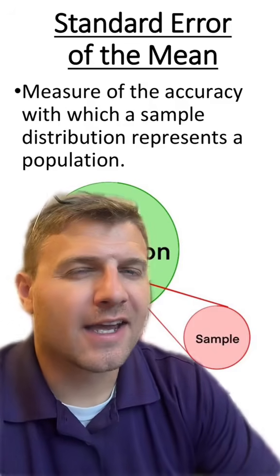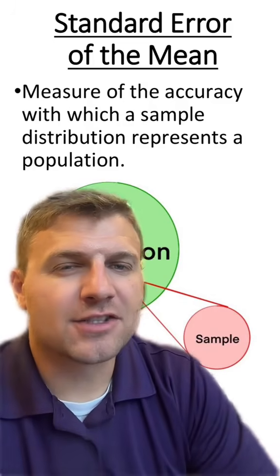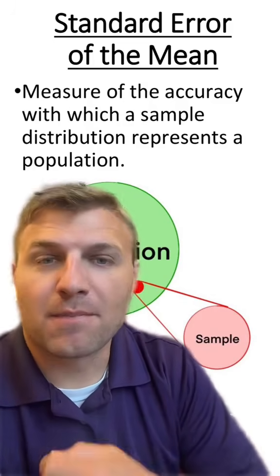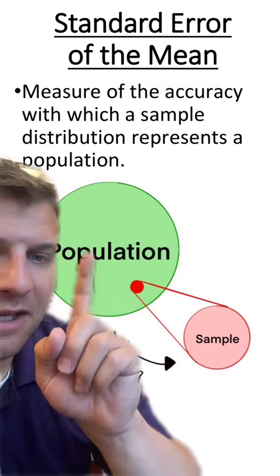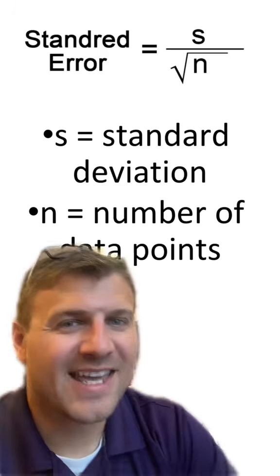Let's go over how to calculate something called standard error of the mean. Remember, this is the measure of the accuracy in which a sample distribution represents the population. We take this random sampling of a population and we're looking at this sample and how it represents the original population.